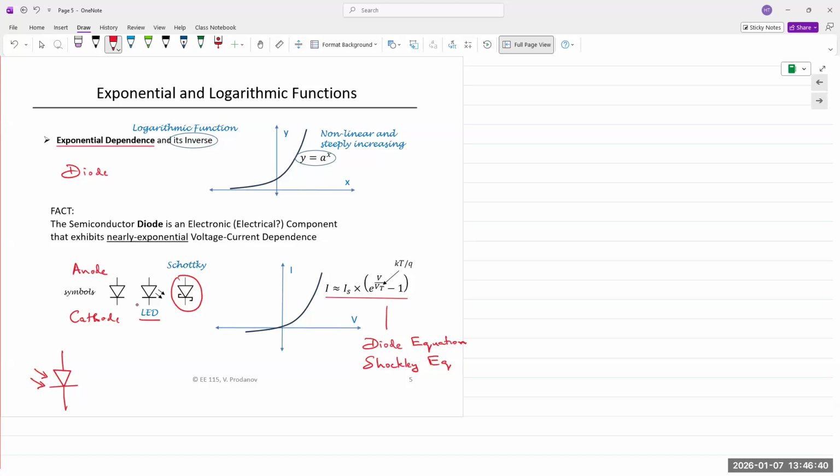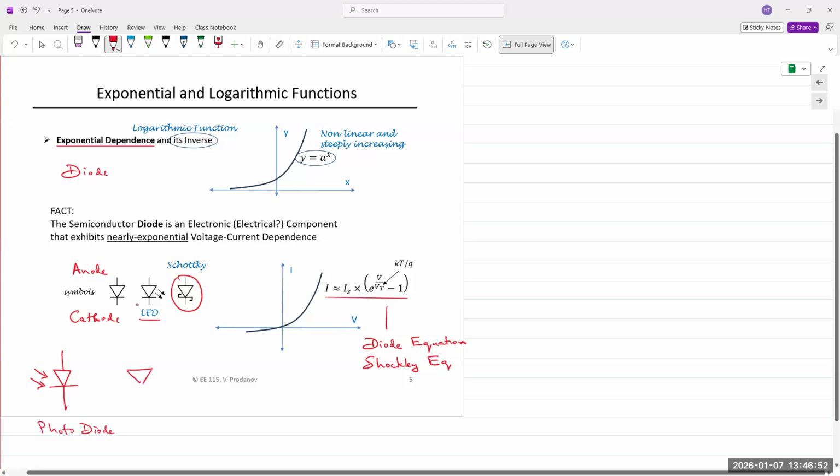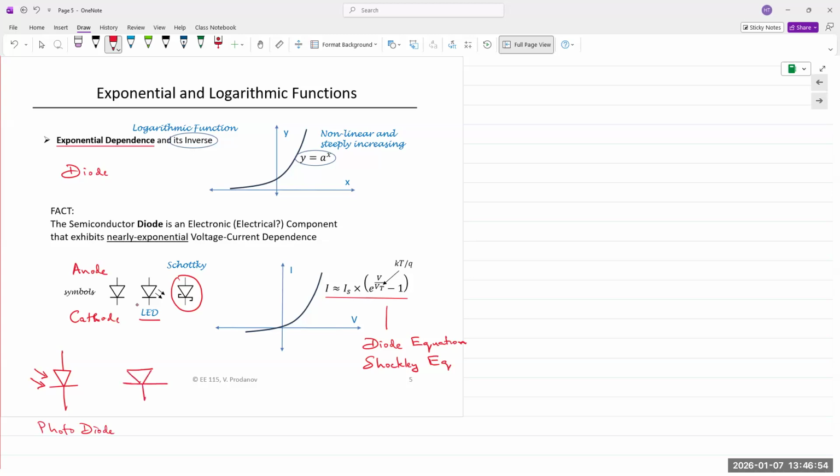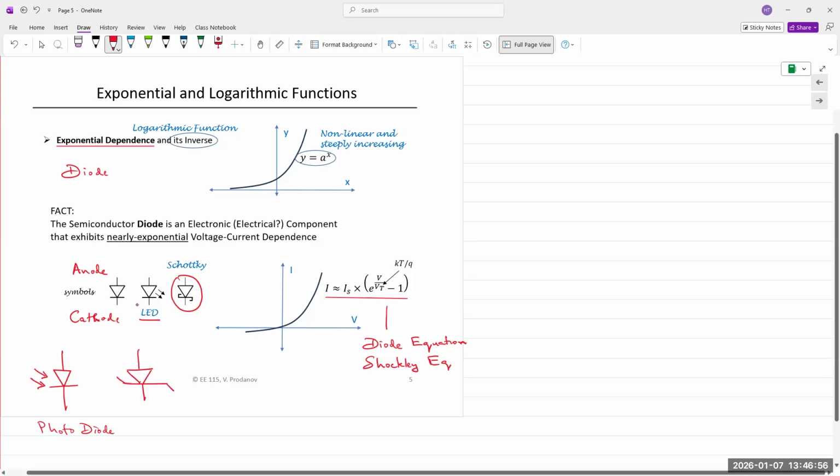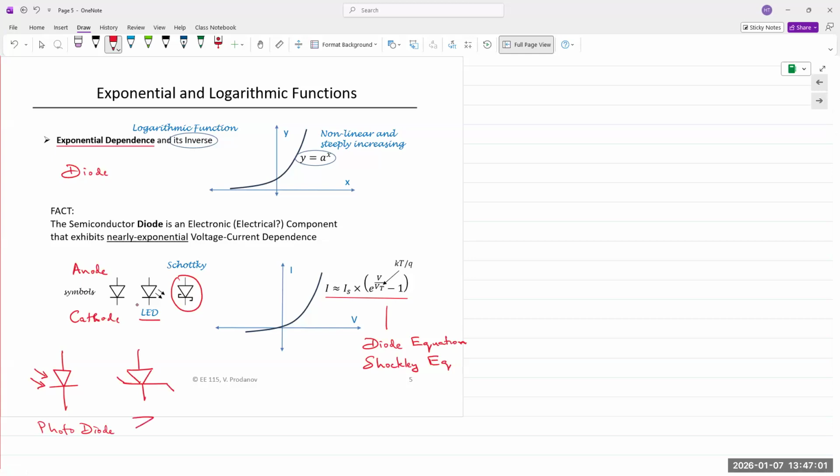So that would be a photodiode, one kind of photodiode. And if it's emitting light, then it's a light emitting diode. There is another special kind of diode where the cathode has whiskers. And this diode is known as the Zener diode. Zener diode.